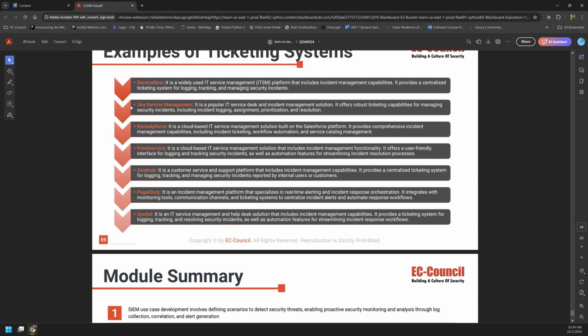Jira, I'm hearing more and more about this one for a service desk. These other ones I haven't quite heard of, the Remedy and Fresh Service. Anybody else heard of any of these out here?